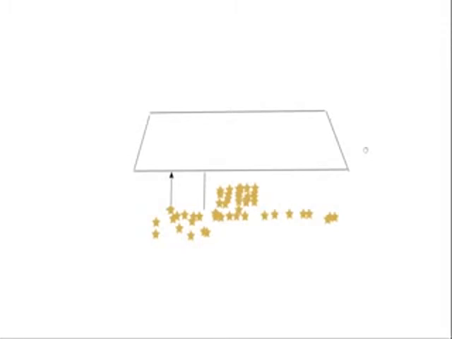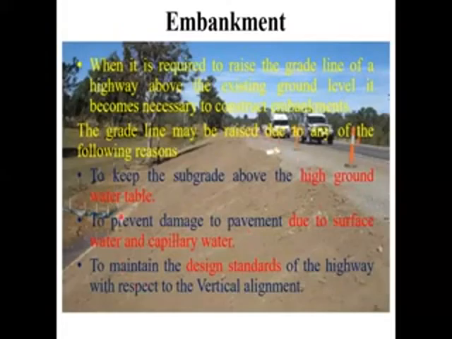I think you have studied this in your geotechnical engineering, the same procedure. The water will be raised to the road surface. That process is called capillary rise. Clear? So to prevent that capillary rise, you are providing the embankment. The first purpose is to keep the groundwater table lower. Second, to prevent damage to the pavement due to the surface water and capillary water. Third, to maintain the design standard.